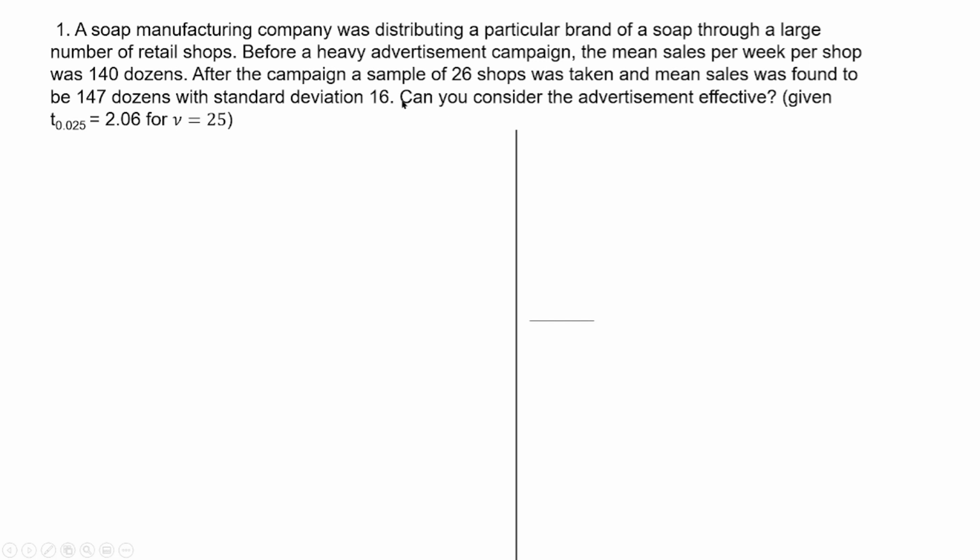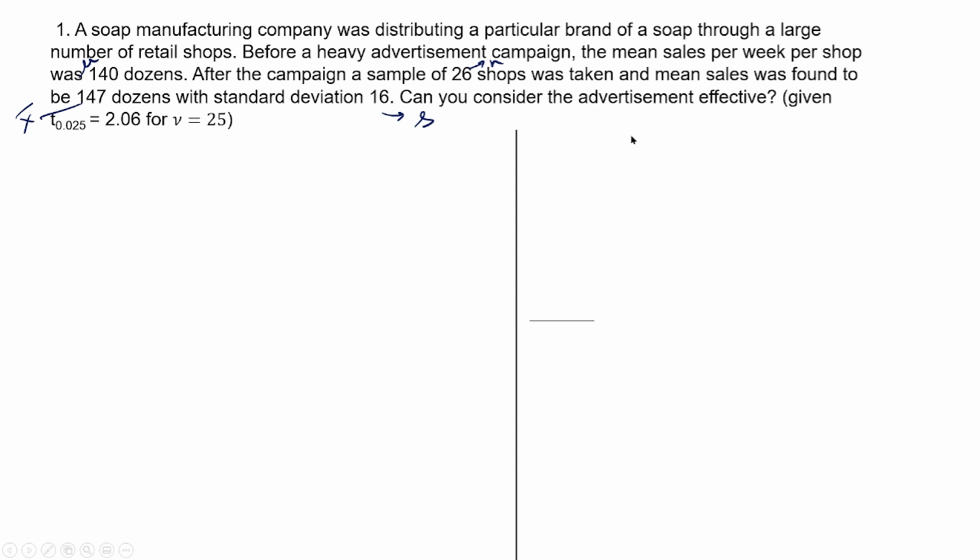So here, before the advertisement campaign, the mean sales was 140 dozens. After the advertisement campaign, a sample of 26 shops was taken. So n is 26. And the mean sales of these 26 shops was found to be 147 dozens. So this is x bar. And the standard deviation is 16. This is s. And this is mu.